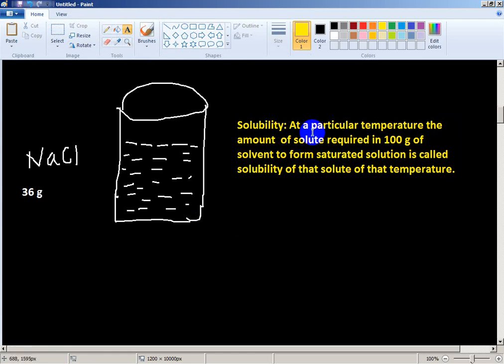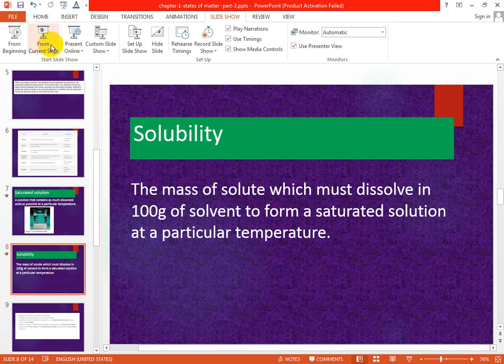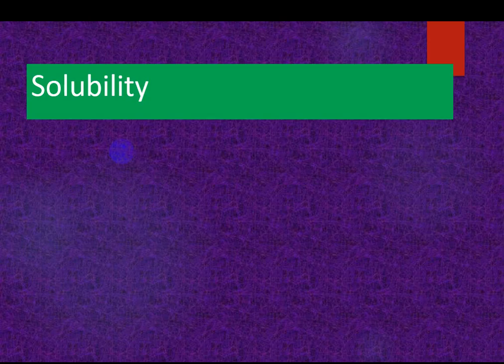You must use "at a particular temperature," because if temperature increases or decreases, solubility changes. Solubility is dependent on temperature. If you increase temperature, solubility increases. So you have to say particular temperature.